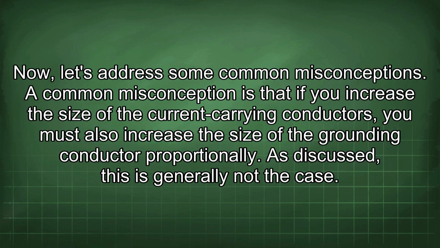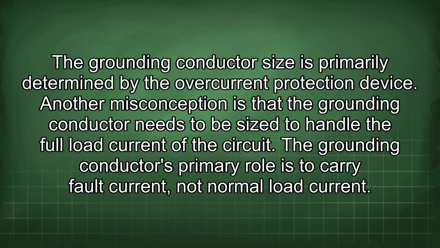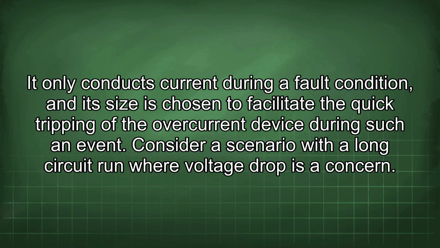Now, let's address some common misconceptions. A common misconception is that if you increase the size of the current carrying conductors, you must also increase the size of the grounding conductor proportionally. As discussed, this is generally not the case. The grounding conductor size is primarily determined by the overcurrent protection device. Another misconception is that the grounding conductor needs to be sized to handle the full load current of the circuit. The grounding conductor's primary role is to carry fault current, not normal load current. It only conducts current during a fault condition, and its size is chosen to facilitate the quick tripping of the overcurrent device during such an event.